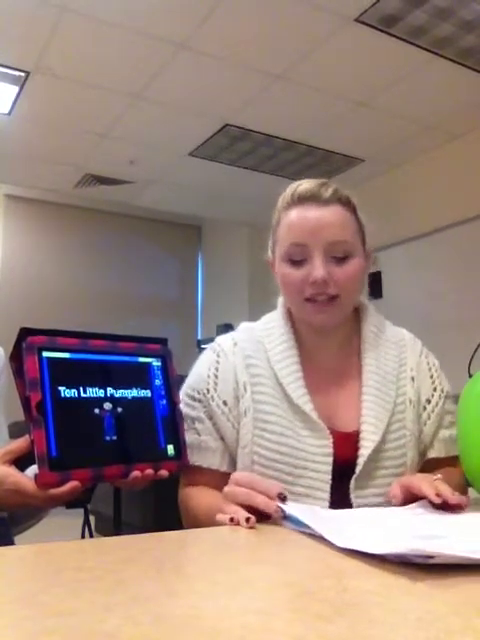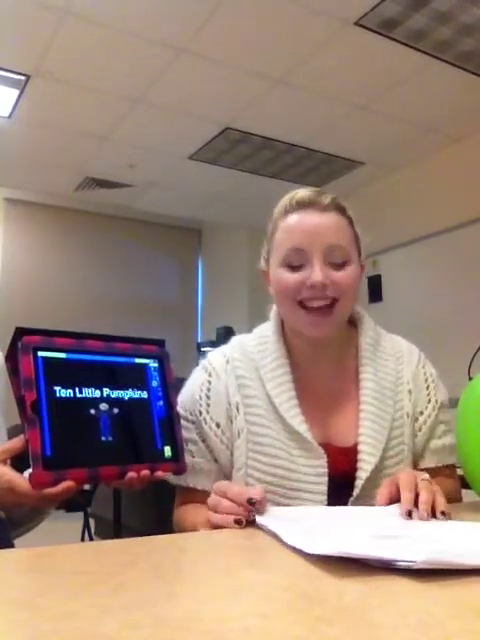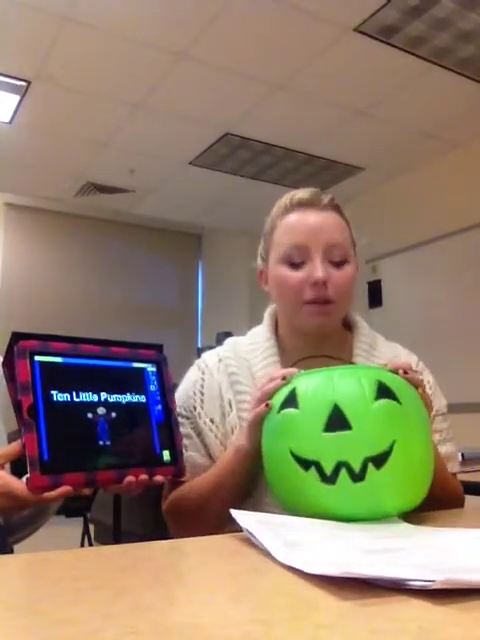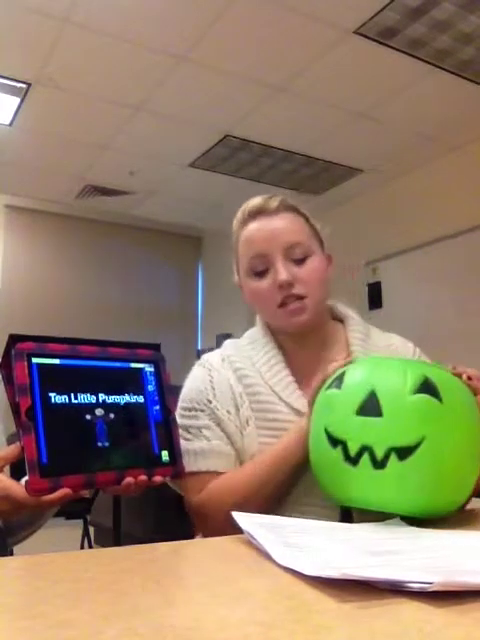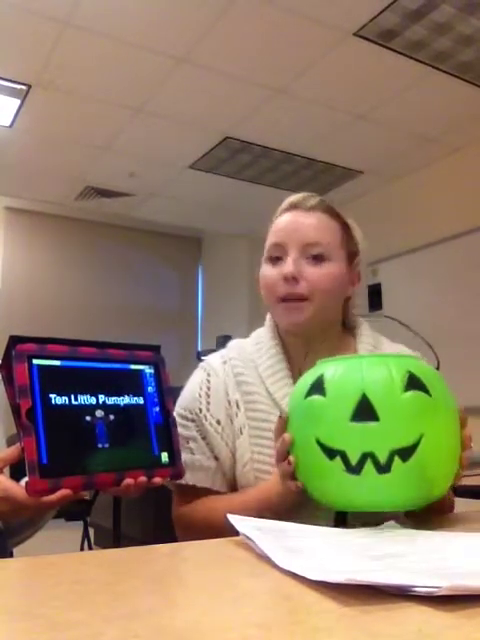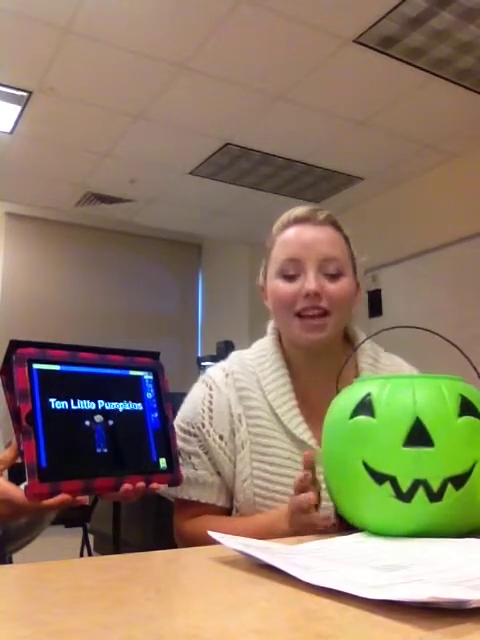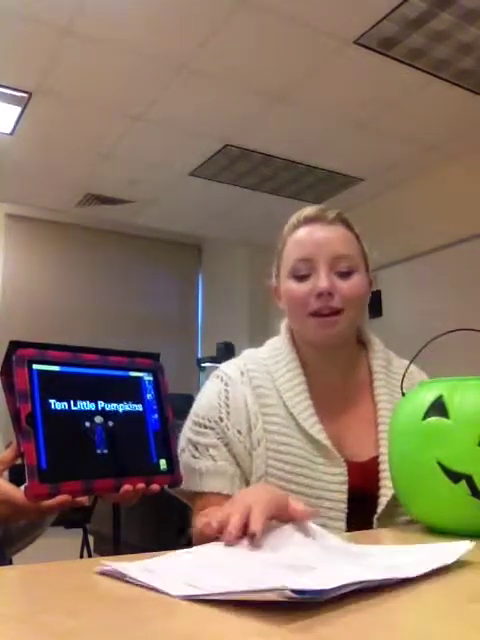Hi, I did a lesson called 10 Little Pumpkins, and to start out the lesson for motivation, I would just sit up front with this lovely jack-o'-lantern trick-or-treat bucket, and I would ask the students what they know about some fall traditions they have, what they do with their families, to begin the conversation about Halloween and pumpkins.